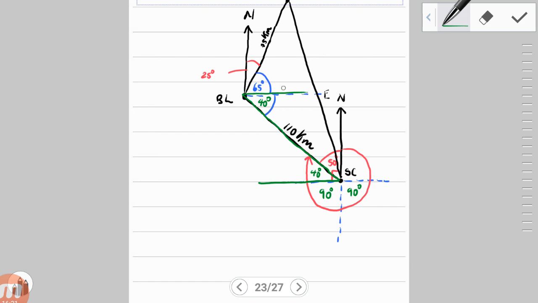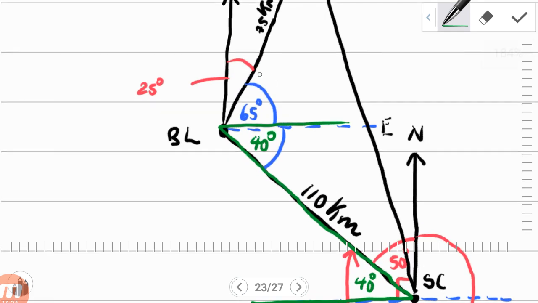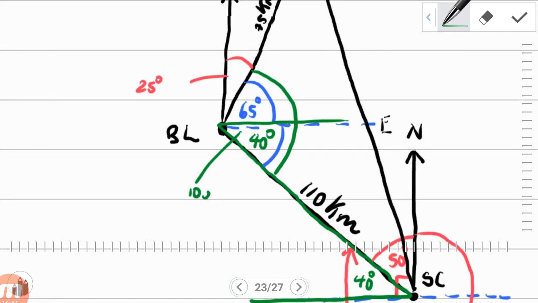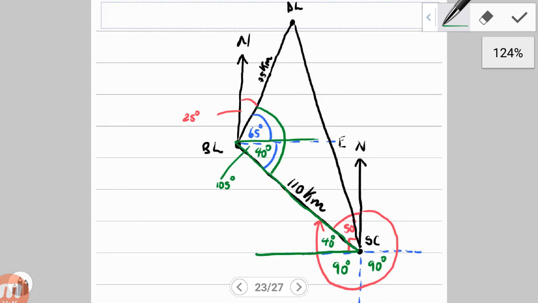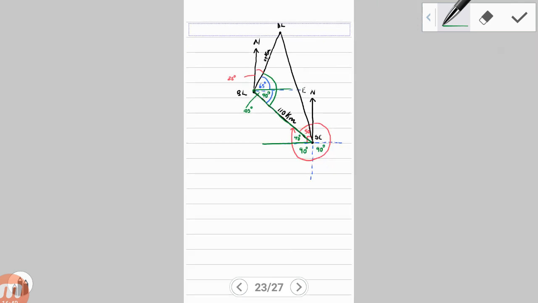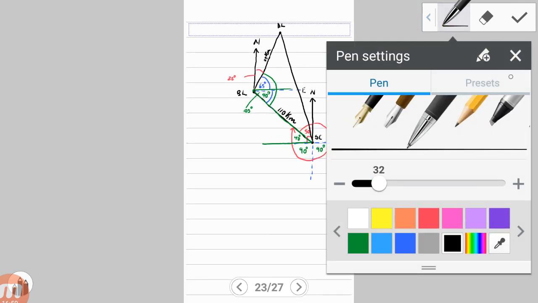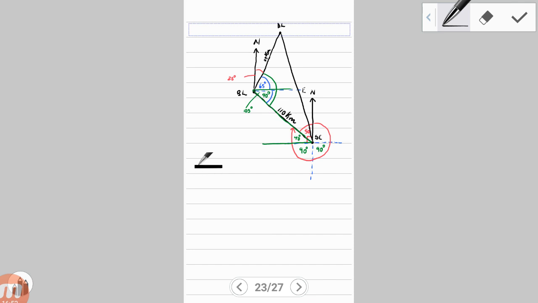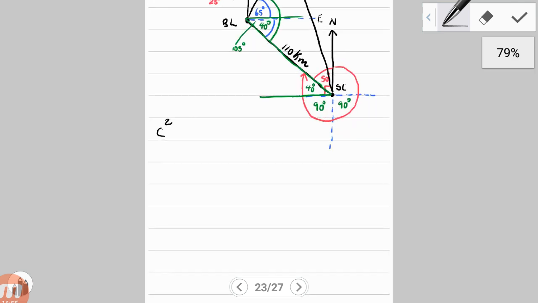So the total angle inside here is going to be the sum of 40 plus 65, and that works out to be 105 degrees. We're going to be utilizing that angle as we speak. So let's go ahead and use the cosine rule here. We're looking at c squared. Let's zoom a little bit here.